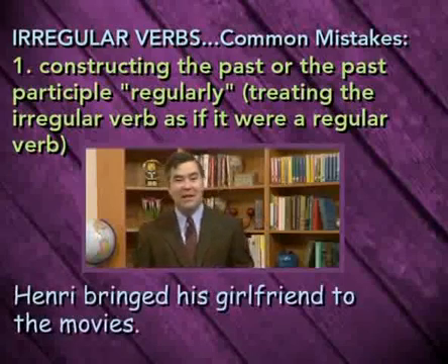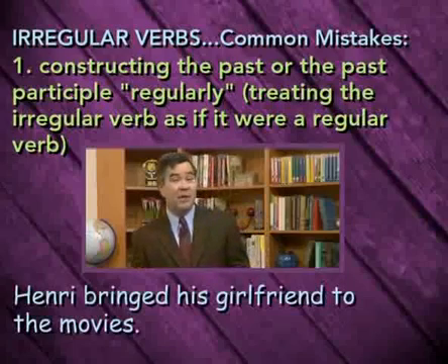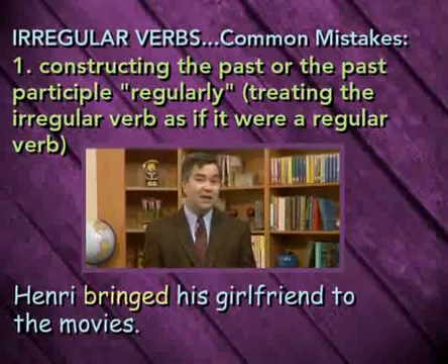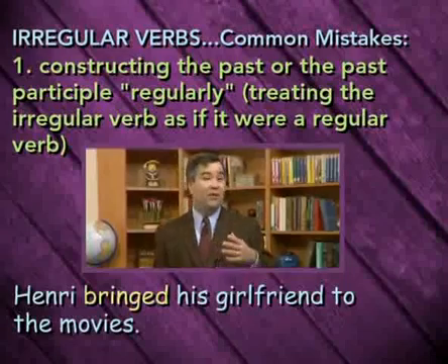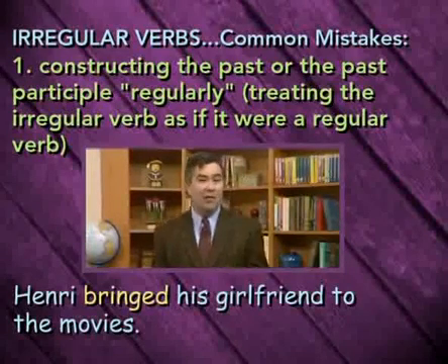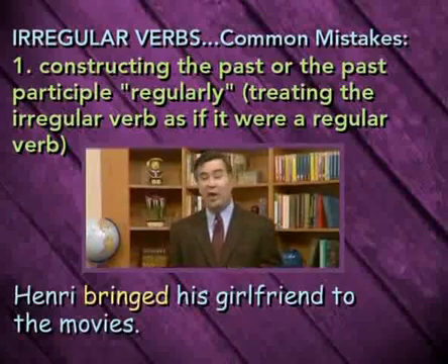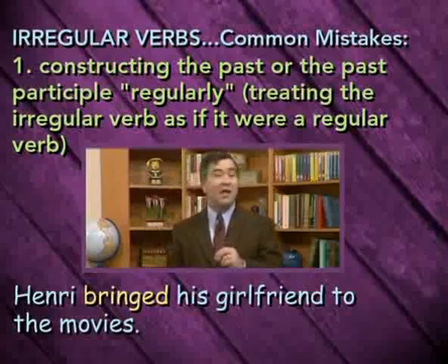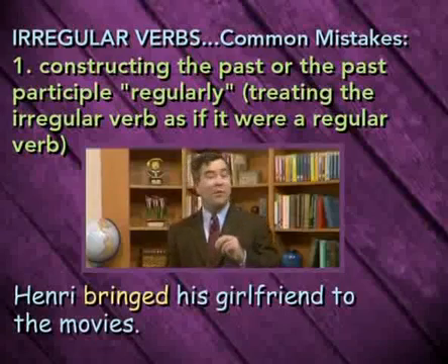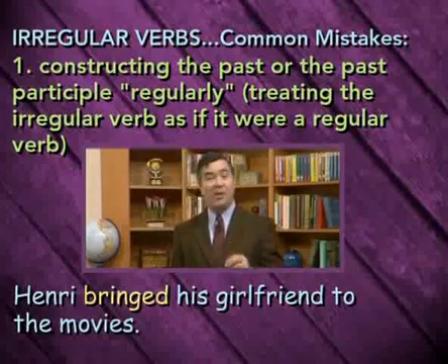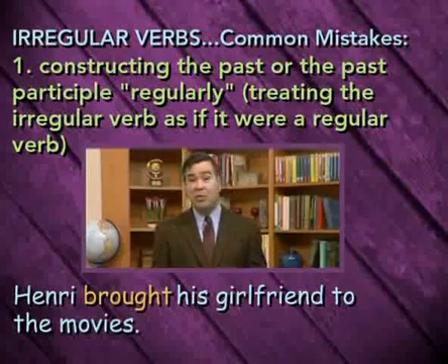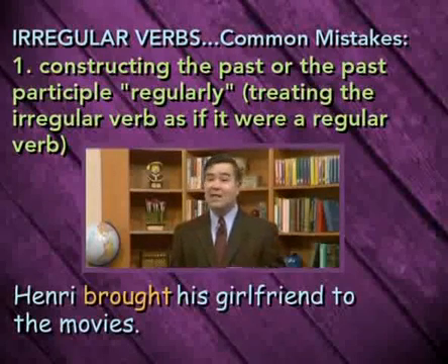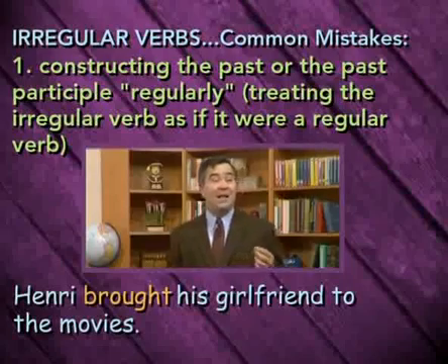Take a look at this sentence. Henri bringed his girlfriend to the movies. Now, in this sentence, the verb to bring is being used, and that's an irregular verb. However, the person who's created this sentence has made the mistake of creating the past form of the verb as if bring were a regular verb. He has simply added ed and turned bring into bringed. Unfortunately, that's not correct. Since bring is an irregular verb, we have to look at our study guide in order to determine how the past form of the verb would be created. And the past form of bring is brought. So the sentence ought to read, Henri brought his girlfriend to the movies. The incorrect form, bringed, is the kind of thing that's commonly used as a mistake in English.